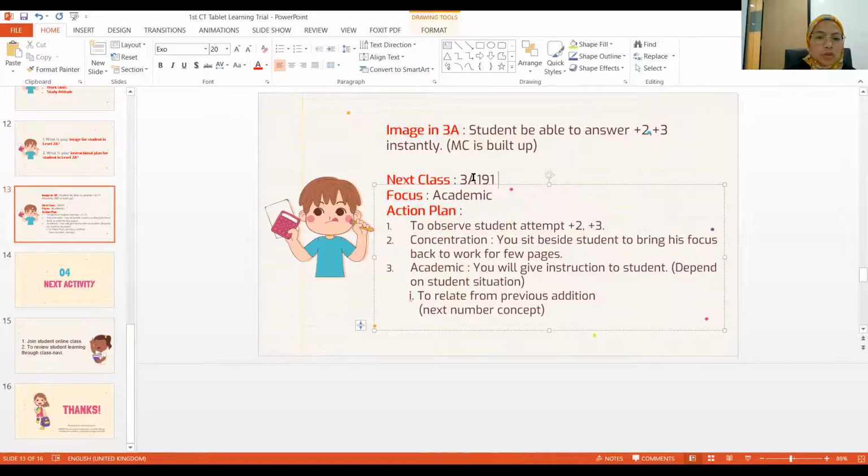if let's say students are doing 3A191 at home, what would be your next action plan? Okay, 191 at home. Yep, let's say students already completed 171, 181, and 191. Are you going to repeat this in next Tuesday's class as well or not? You just confirm back with me. If not, 191 will be 2A1. Amira, if not, 191 will be 2A1 in class.